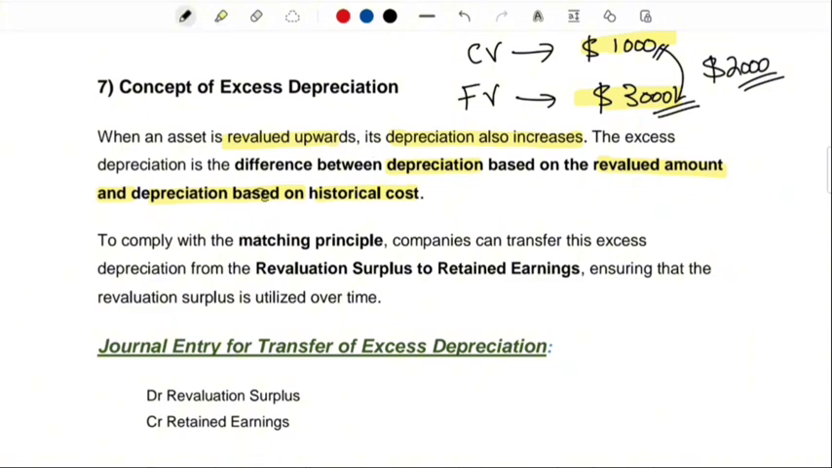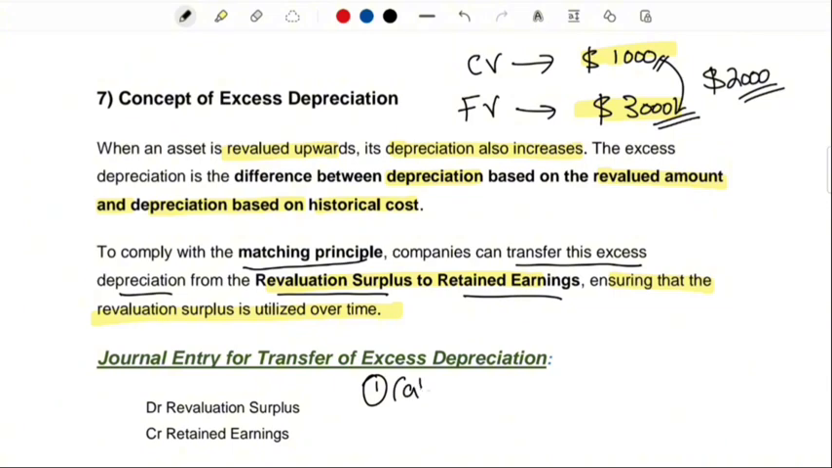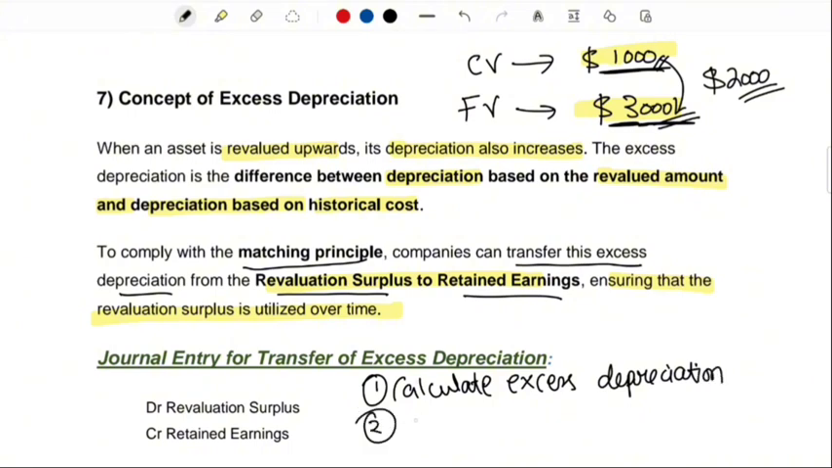To comply with the matching principle, what IAS 16 tells you is that companies can transfer this excess depreciation from the revaluation surplus to retained earnings, ensuring that the revaluation surplus is utilized over the passage of time. So what happens is you will calculate the excess depreciation, which is simply the depreciation difference between the asset value at $3,000 and the asset value at $1,000. And number two, with that amount you will make a reserve transfer, from the revaluation surplus to the retained earnings.